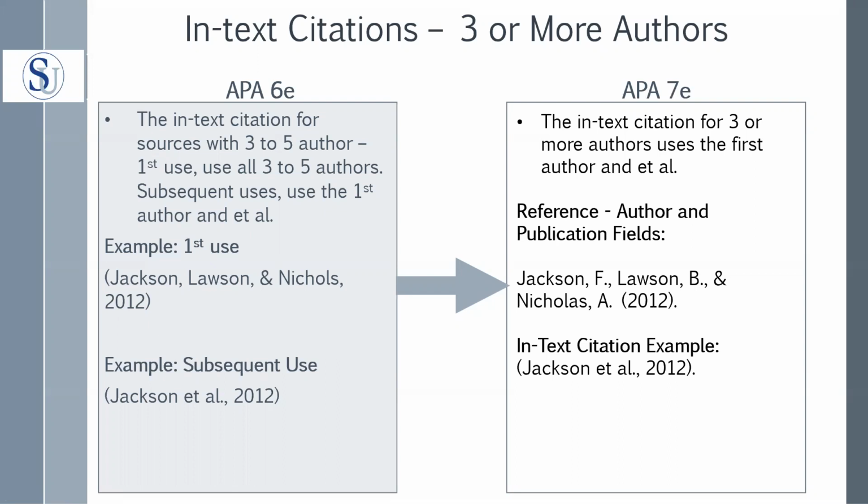But if your source material has 3 or more authors, now you only have to use in the in-text citation the first author et al. and the year of publication. So in this case, the author field of the reference has 3 authors here, and the year of publication being 2012. You just have to list the first author et al. and the year of publication.